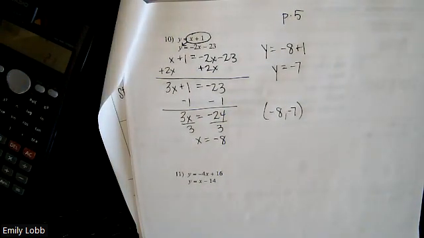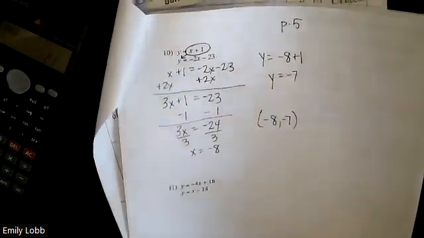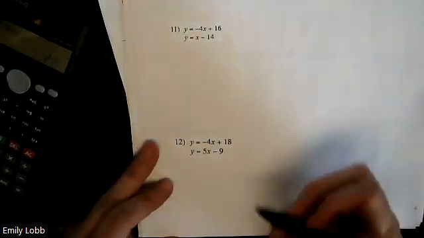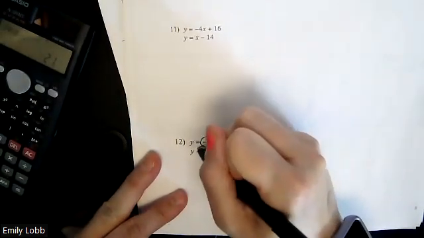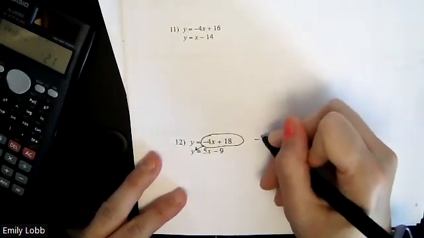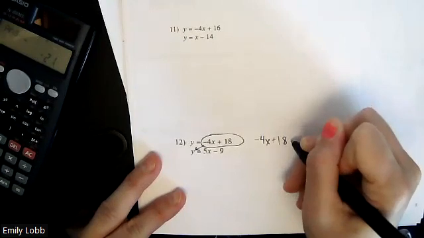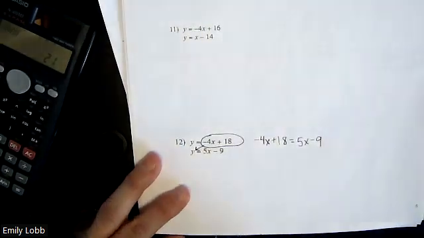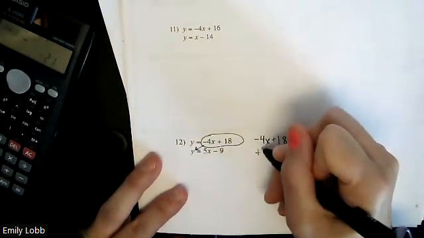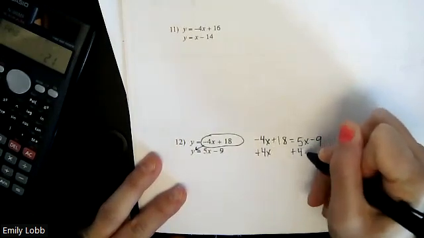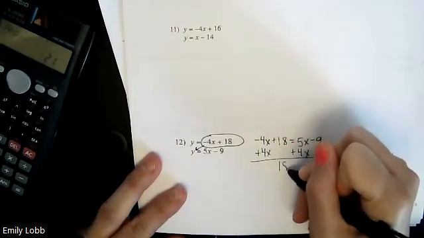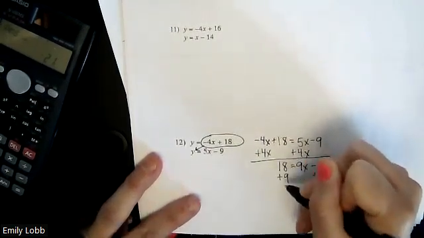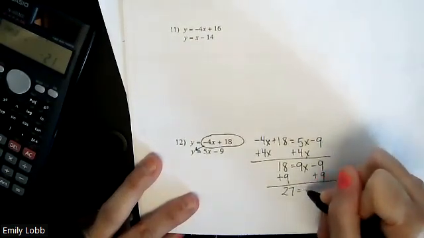Hopefully not. All right, so don't be afraid if you see bigger numbers, maybe like number 12 here on page 5, where you're putting one and you're just setting these up equal to each other. So negative 4x plus 18 is equal to 5x minus 9. I always try and go positive, but you can do either way. So if I added 4x to both sides, it would stay positive. So 18 is equal to 9x minus 9. When I add 9 to both sides, 27 is equal to 9x.